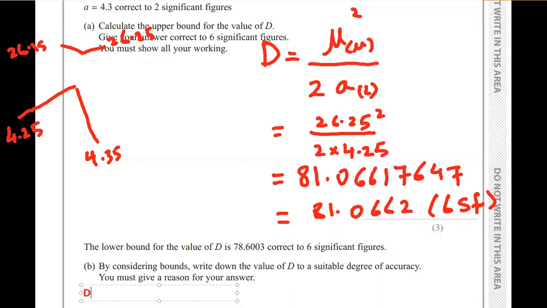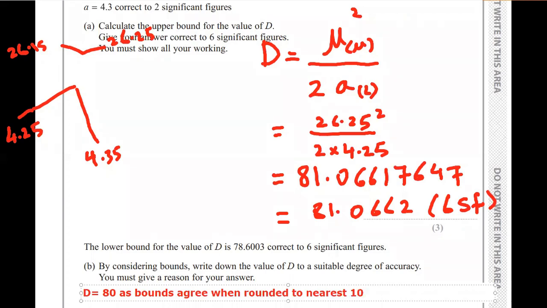I should write that d is equal to 80 as bounds agree when rounded to the nearest 10. That is the final answer.